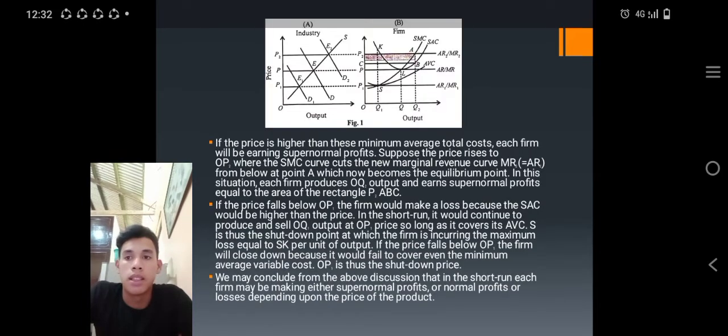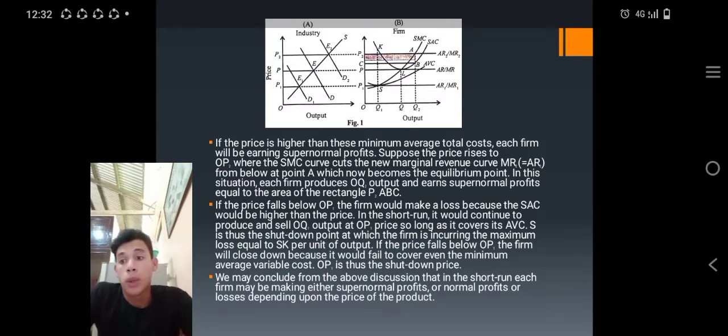If the price is higher than this minimum average total cost, the firm will be earning supernormal profits. Suppose the price rises where the MC curve cuts the new marginal revenue curve from below at point A, which now becomes the equilibrium point. In this situation, each firm produces a larger output and earns supernormal profits equal to the area of the rectangle. If the price falls below, the firm would make a loss because the SAC would be higher than the price. In the short run, it would continue to produce and sell so long as the price covers its average variable cost. This is the no shutdown point, at which the firm incurs the maximum loss equal to SK per unit of output.